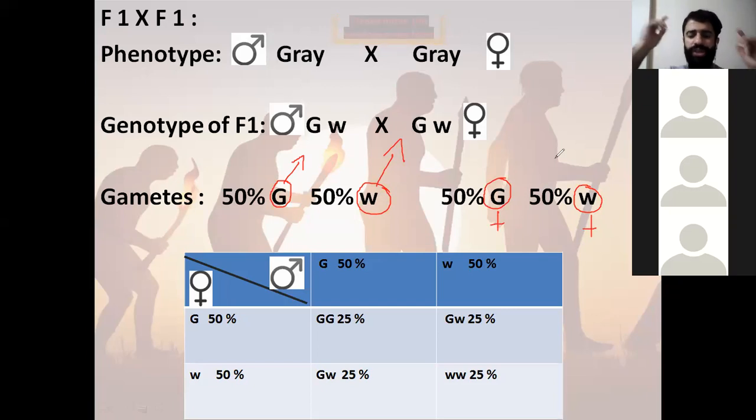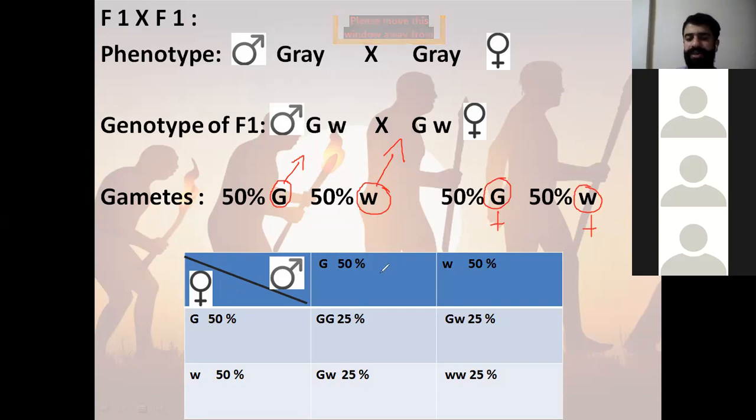So simply, you have to start with the phenotype, then genotype, then gametes. Then you write the table of cross. This is the table of cross. I divide it into male and female. G 50%, W 50%. Pay attention here. The G is the dominant, so it should be a capital letter, while the W is the recessive, so it should be a small letter.